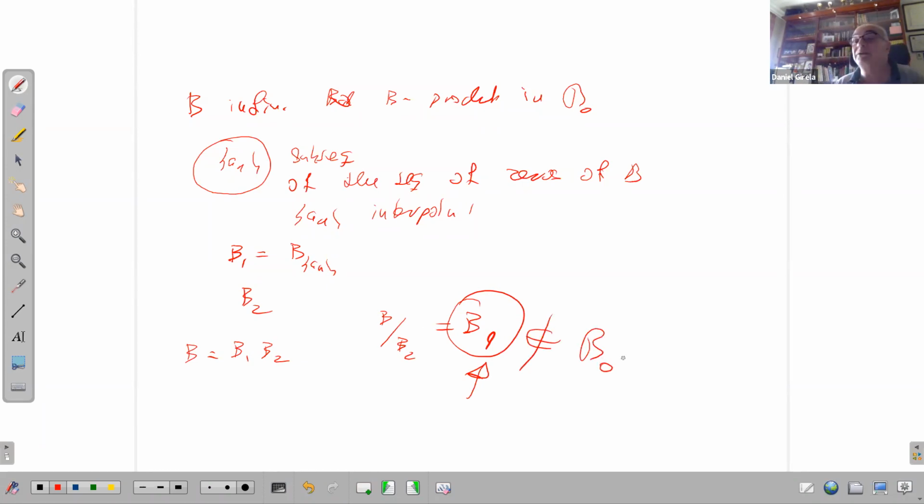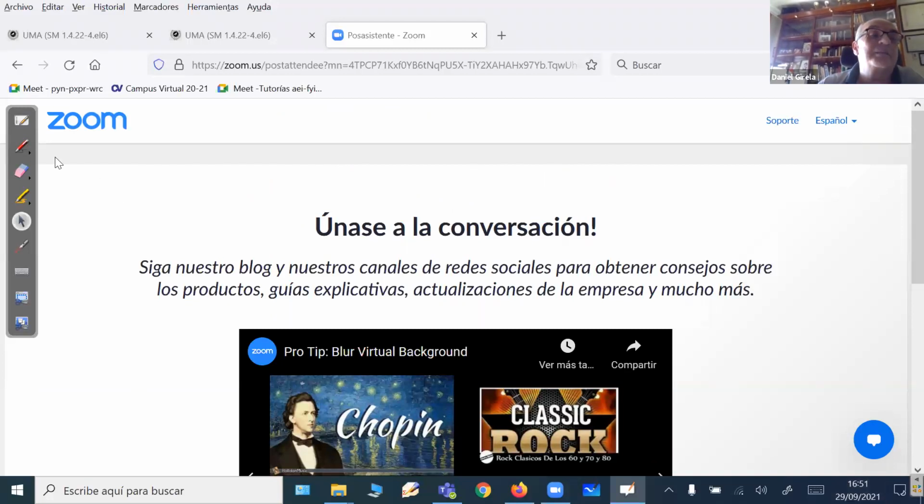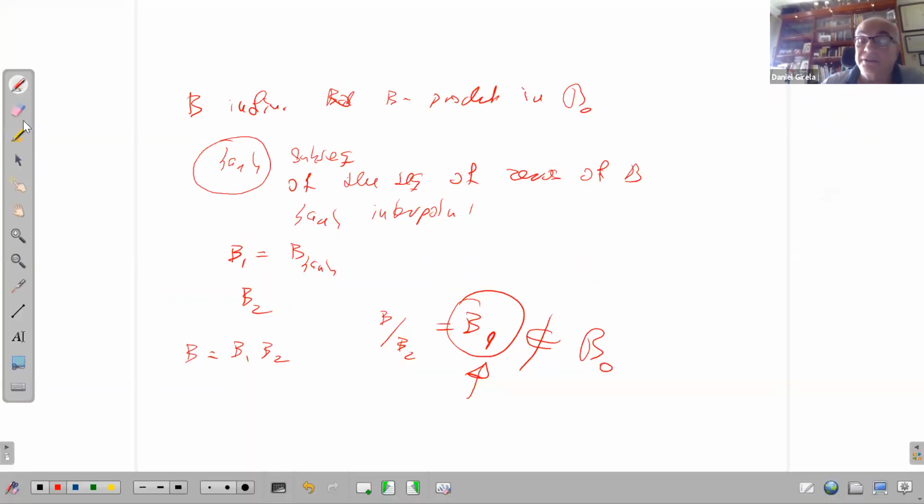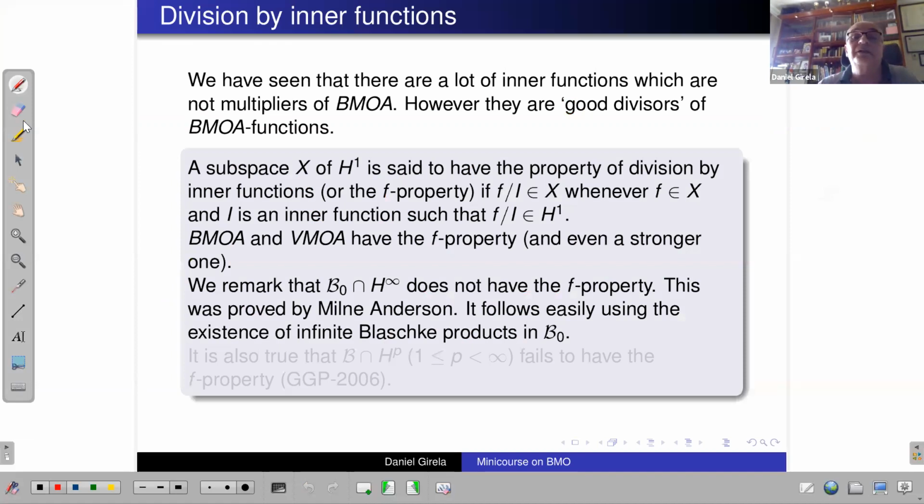Also, it's quite easy to prove that, as I said, the space B0 intersection H infinity does not have the property. This was first proved by Milne Anderson.